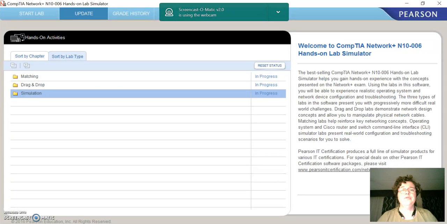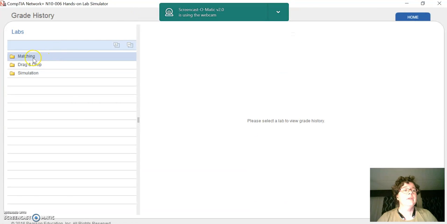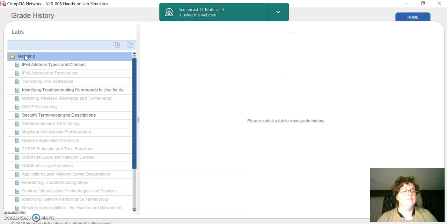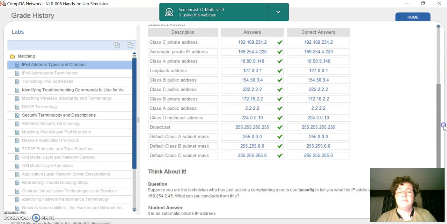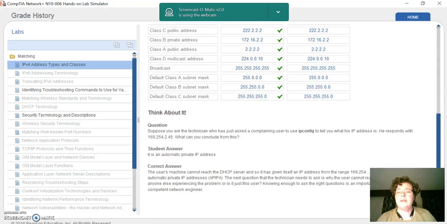I'm here to show you my results of the work that I did with the Pearson simulator program. So it does look like you want to see the grades that I got from each of the activities. So I'm going to go to my grade history. For the matching, I did the IP version 4 addresses and types and classes, and you can see here on the right hand side my grades and my think about it question and answer.